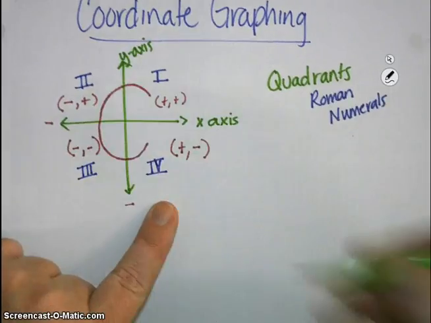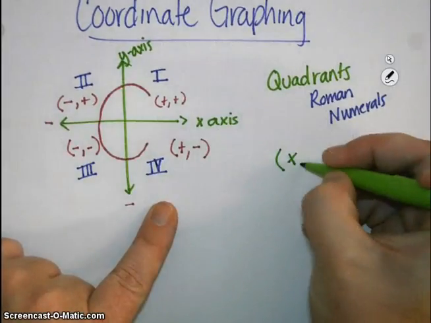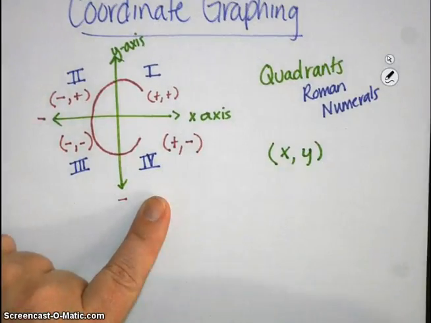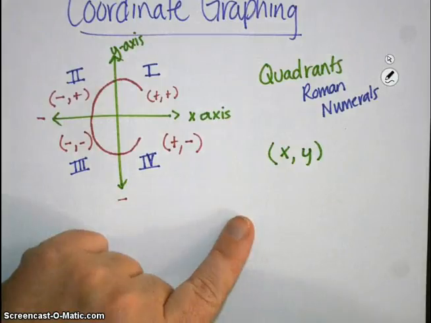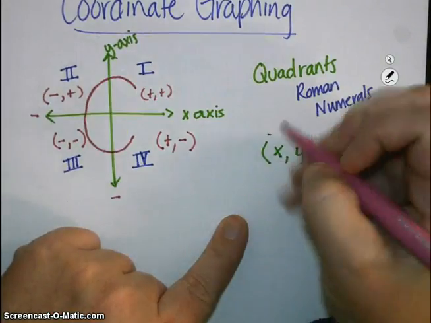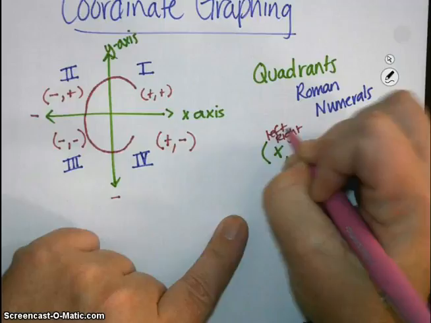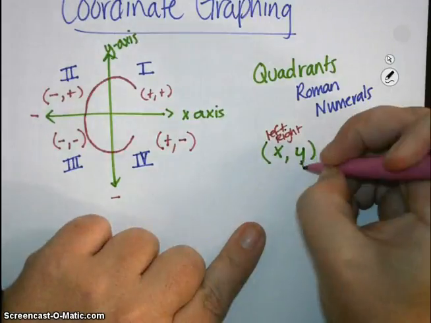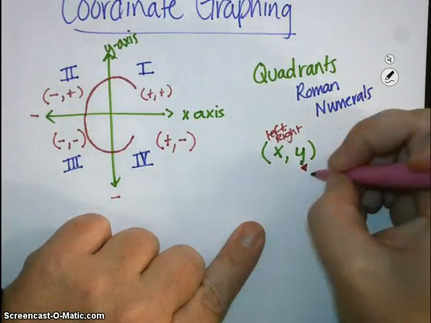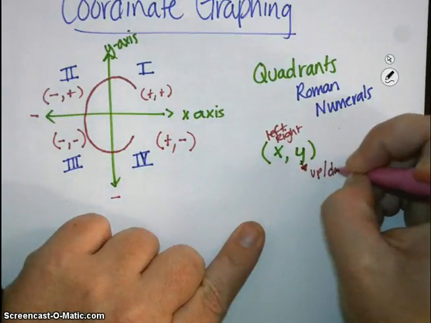When we plot points, points, or ordered pairs, are given as x, comma, y. The x refers to a left or right motion, whereas the y coordinate refers to an up or down motion.